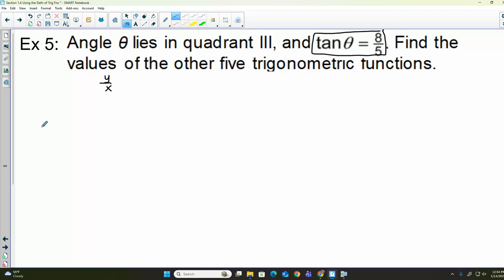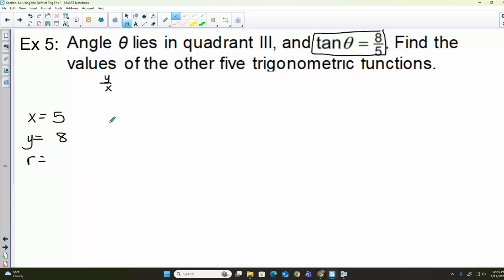Y over x. So what's my x value? 5. My y value? 8. Okay. Do we agree with that much? Okay, now take a second and think about it. We're missing something. R. We need a r.